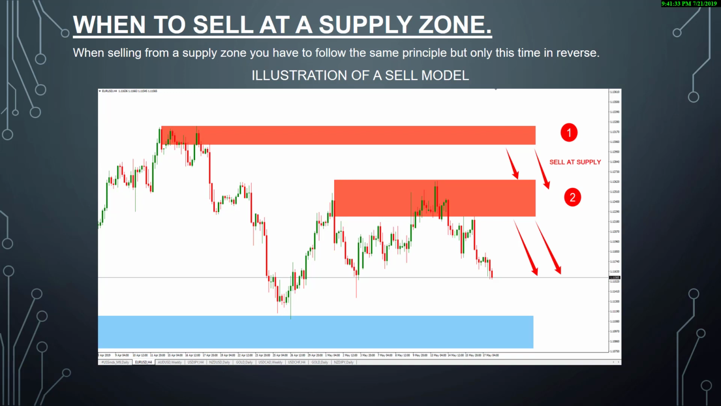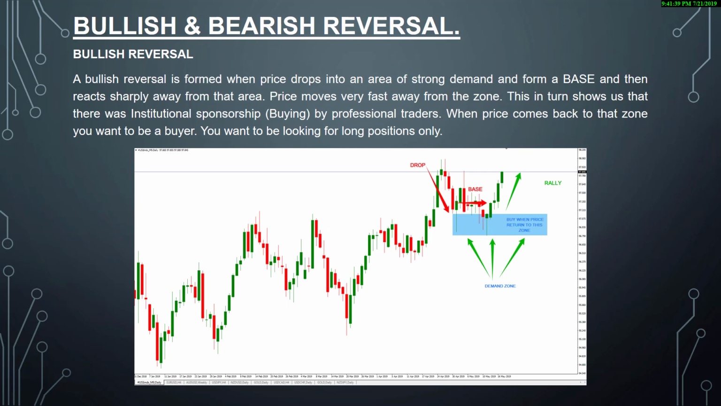Now let's take a look at bullish and bearish reversals. A bullish reversal is formed when price drops into an area of a strong demand and forms a base and then reacts sharply away from that area. Price moves very fast away from the zone. This in turn shows us that there was institutional sponsorship, in this case, which is buying by professional traders. When price comes back to that zone, you want to be a buyer. You want to be looking for long positions, right?